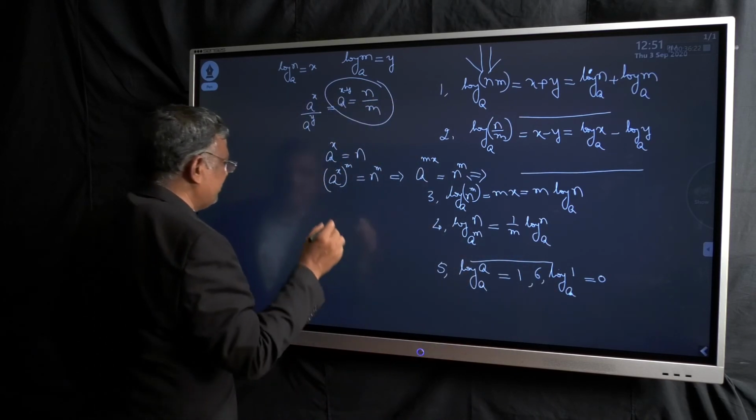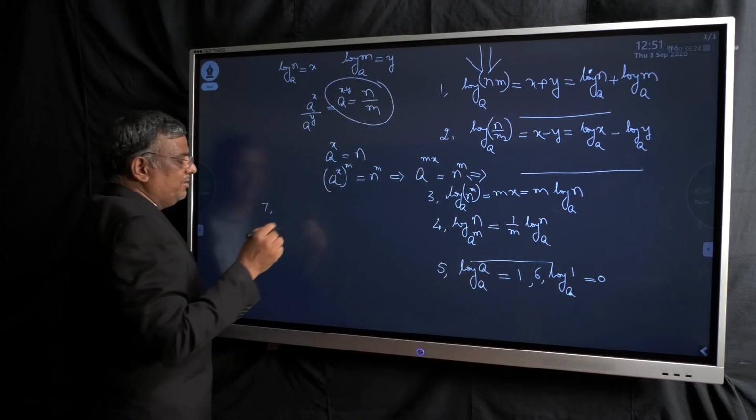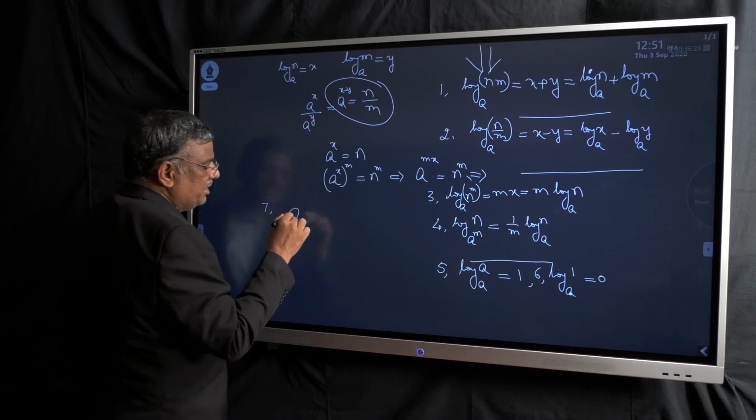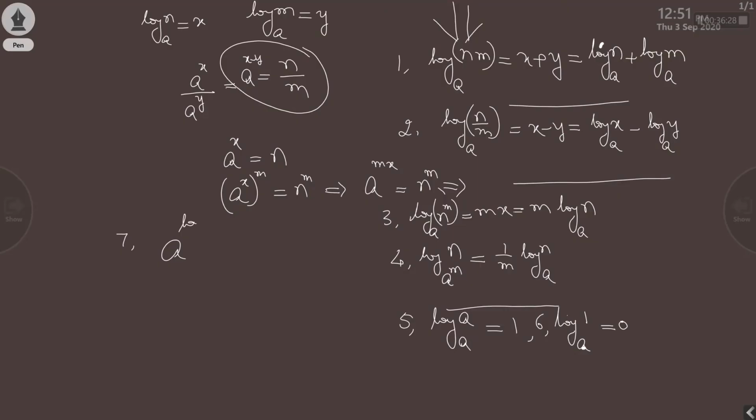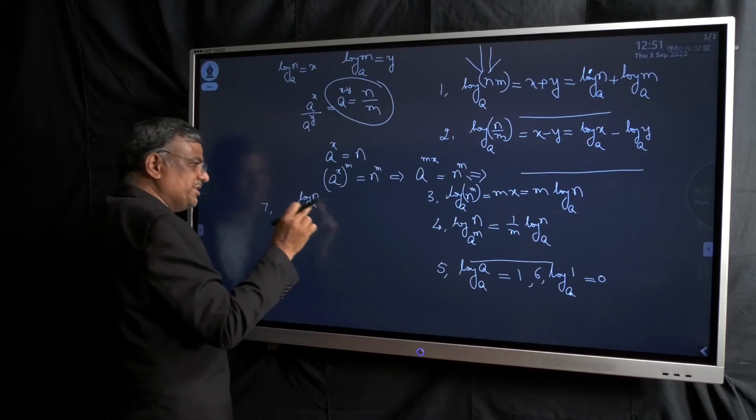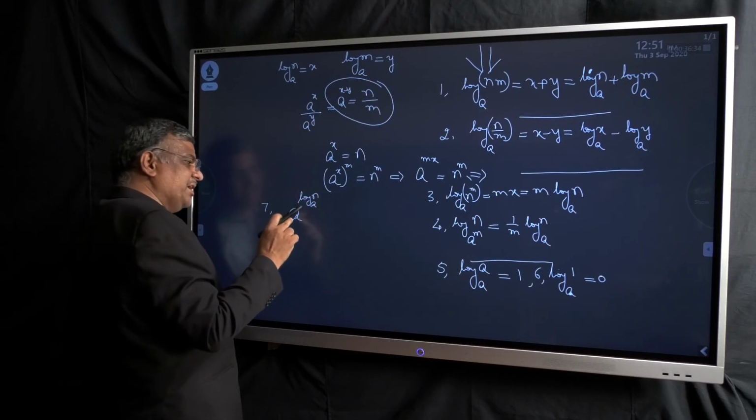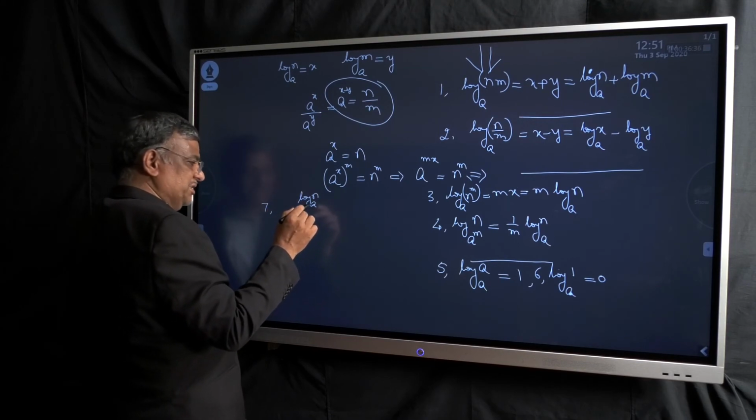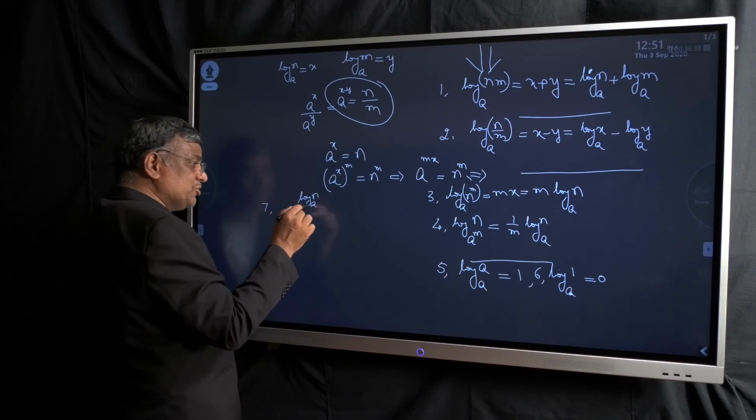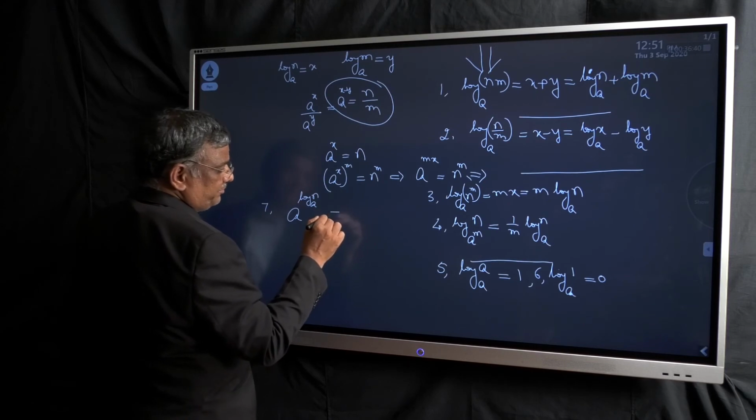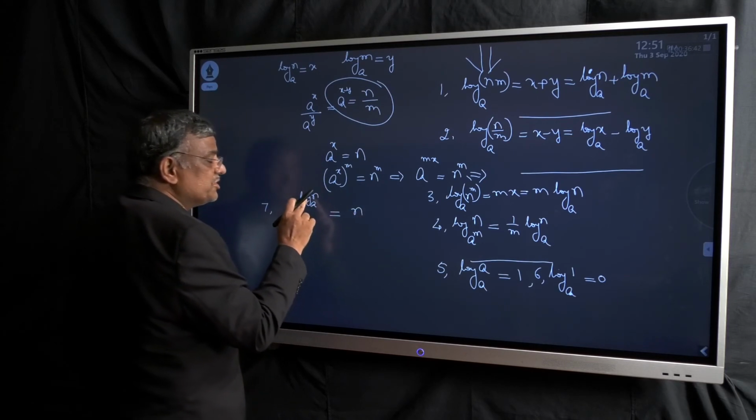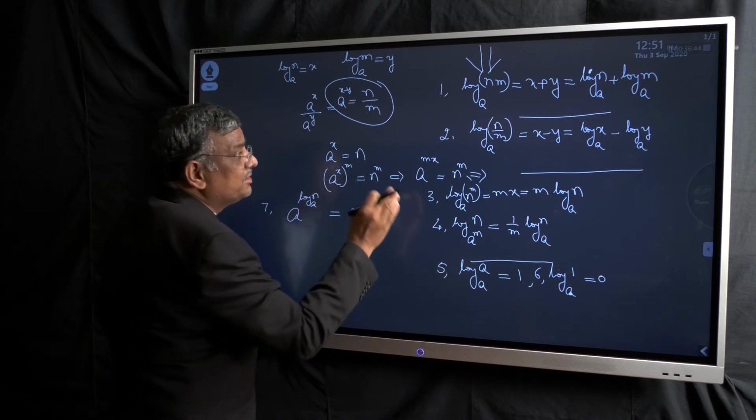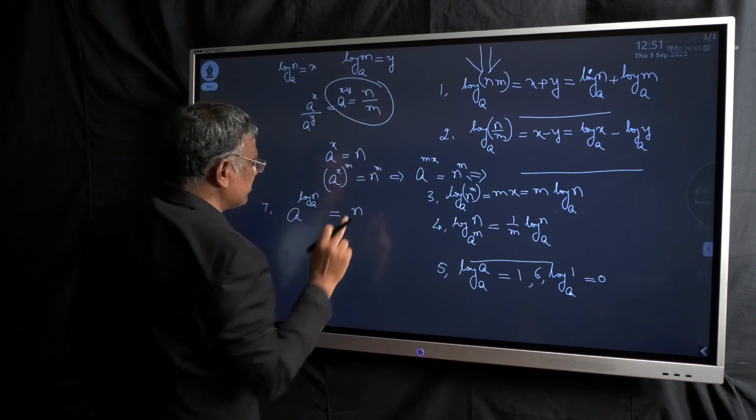And not only that, the seventh formula: a power log n to the base same a. This quantity is there in the power of a. This base a and this base, both of them are equal. This value will be n itself. That comes from the definition of the logarithm.